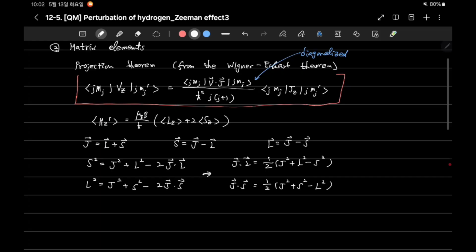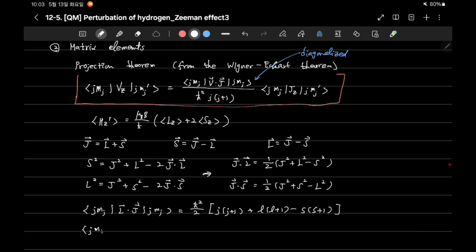Now we can calculate the matrix element of L dot J in the state j, m_j. To calculate this, we need to calculate this term. L dot J comes from J squared, L squared and S squared, so the factor is h bar squared over 2, times j(j plus 1) plus l(l plus 1) minus s(s plus 1).